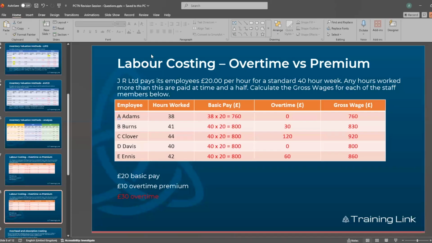Has anyone got any questions on what we've done there? Does that make sense how we've worked out the 2 different methods there?